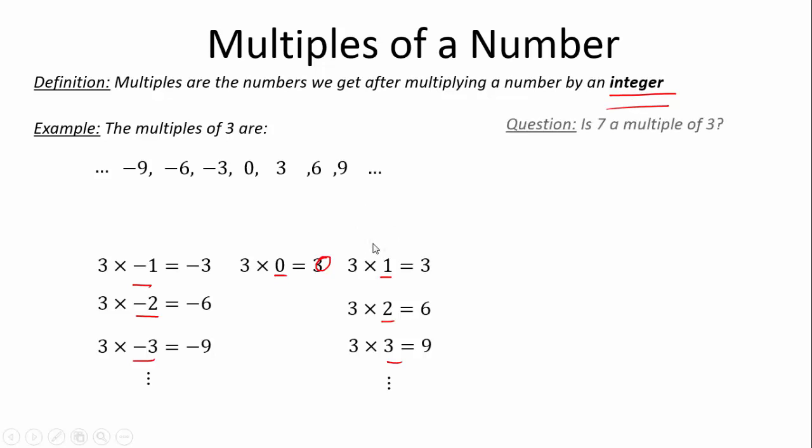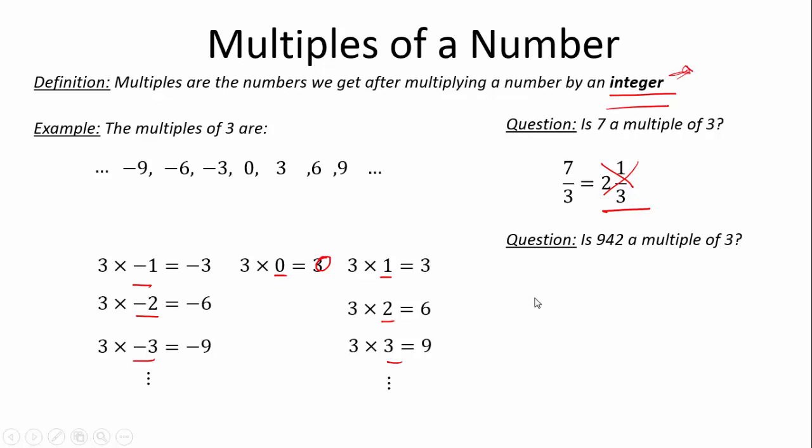Let's look at this next question. Is 7 a multiple of 3? Right? Easy way to check that is go 7 divided by 3, and we find that it equals 2 1/3. So it is not a multiple of 3, because it is not an integer over here.